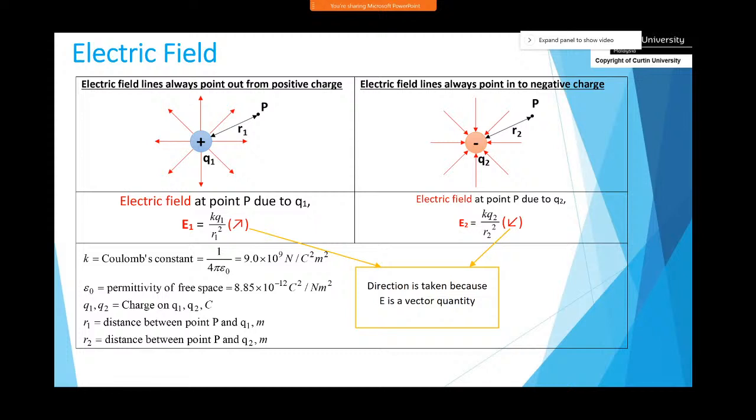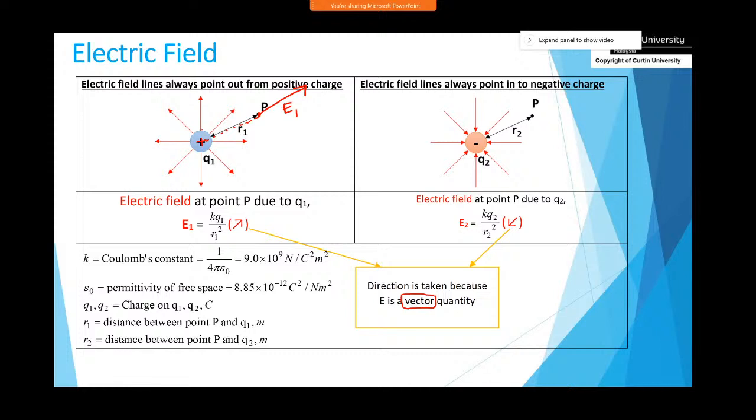Electric field is also a vector. So how do we determine the direction? Based on the principle just now. If it is a positive charge, then it will be going outwards. So let's say this is a positive charge here, and if you are asked to find the electric field at this point, going outwards, it will be going in this direction. So that is the electric field.